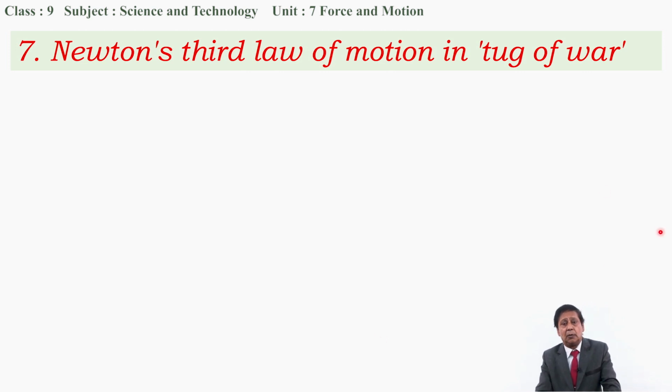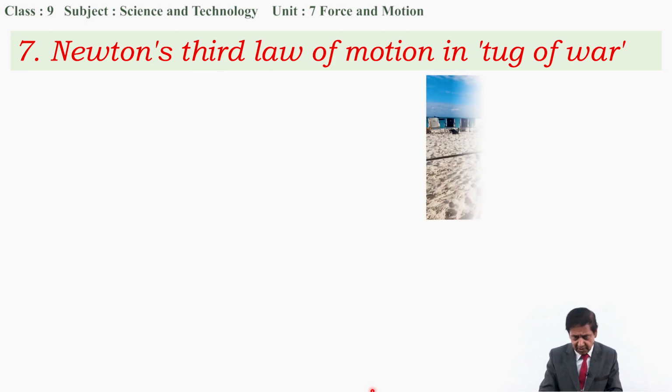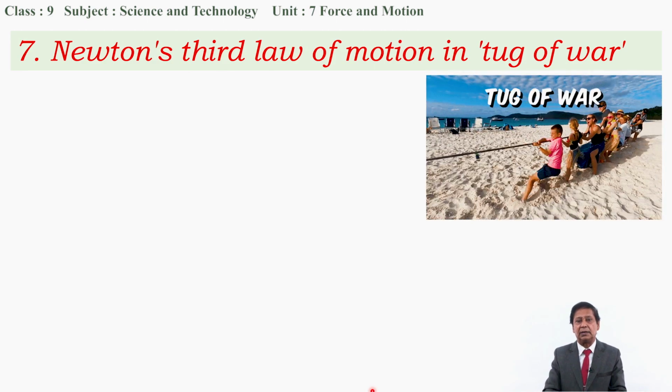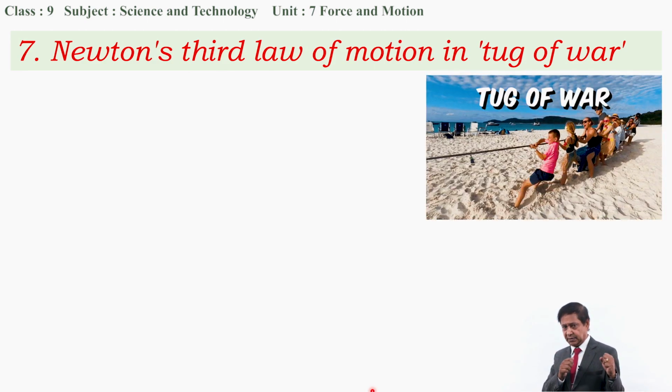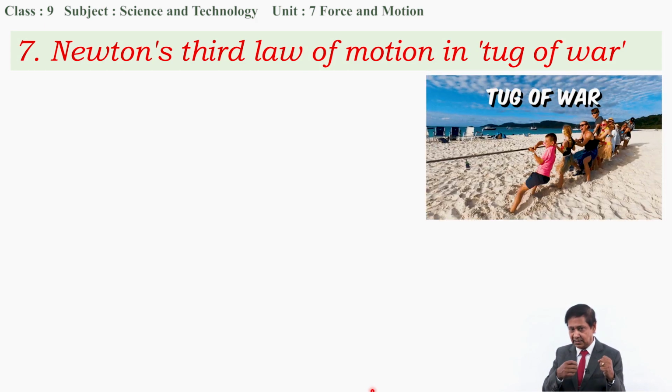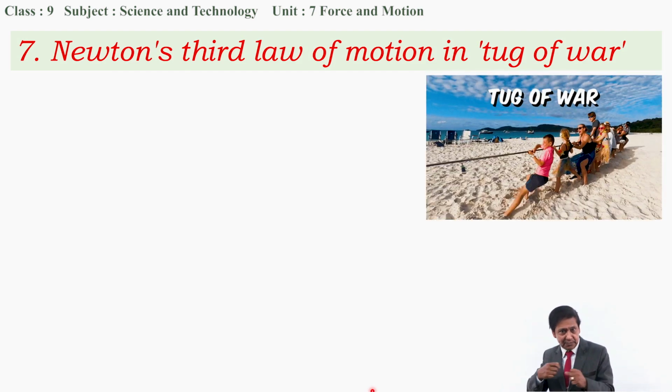Okay, Newton's third law of motion in tug of war. Do you know what is tug of war? This is tug of war. What it means? There are two teams trying to pull each other towards themselves with the help of a rope. A strong rope is pulled by two teams. Team A tries to pull Team B towards themselves.